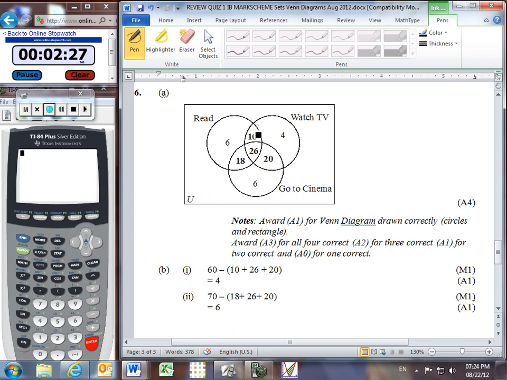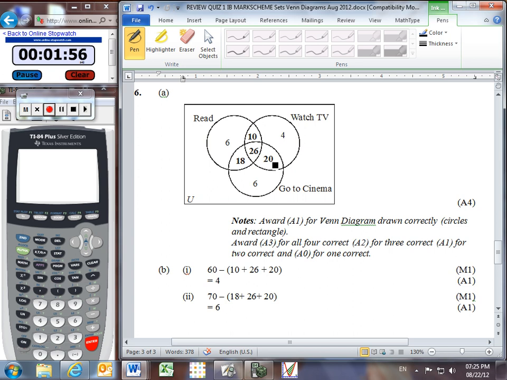So as long as you've got your 10 in the overlap between read and TV, and you've got the 18 and the 20 in the other overlapping regions, and the 26 in the middle, you'd get 3 marks if you had all 4 of these bold numbers correct. If only 3 of them are correct, you'd get 2 marks. If only 2 are correct, you would get 1 mark. And if you only got 1 of these 4 entries correct, you don't get any marks at all. Okay? And lastly, part B.